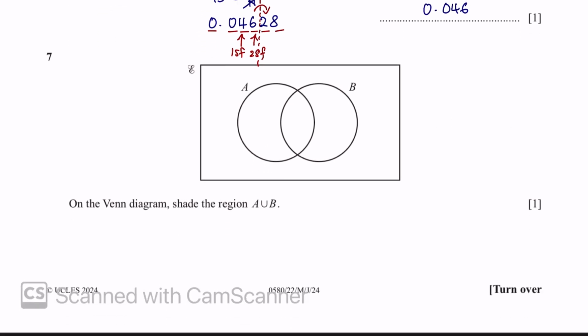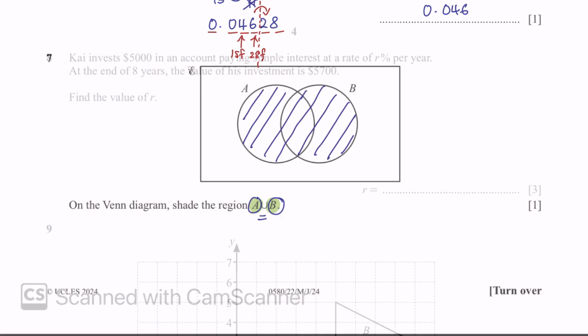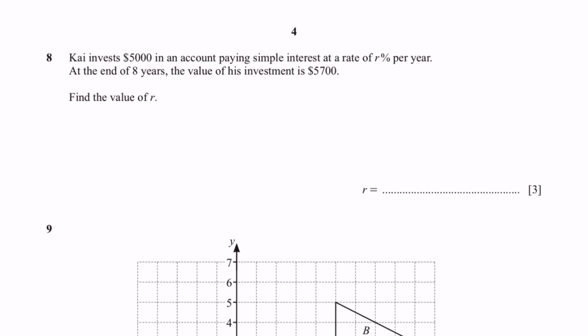Next, question 7. On the Venn diagram, shade region A union B. Union means everything, so we're going to shade everything of A and everything of B, like this. Next, question 8. Kai invests $5,000 in an account paying simple interest at the rate of R% per year. At the end of 8 years, the value of his investment is $5,700. Find the value of R. The question here is regarding simple interest.